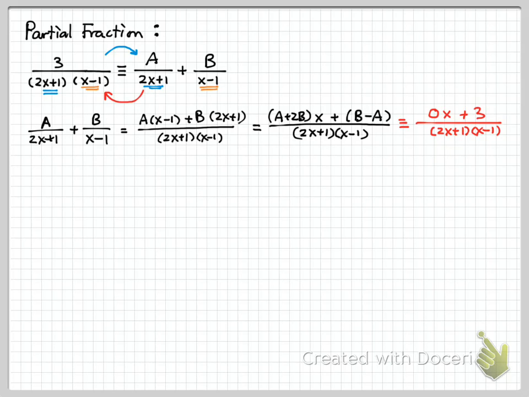So we can invoke the principle of identities. Applying the principle of matching coefficients, we have a plus 2b must be the same as 0, and b minus a must be the same as the 3 here. So we can set up two equations: a plus 2b equals 0, and b minus a equals 3. Upon solving these two equations, we get the values for a and b.